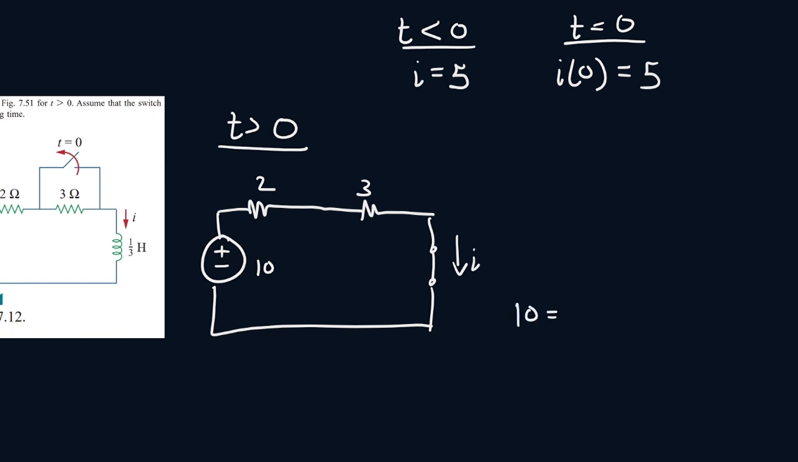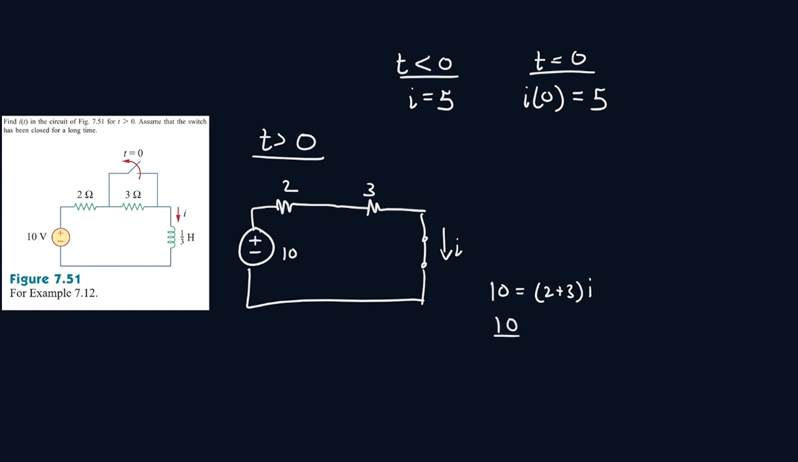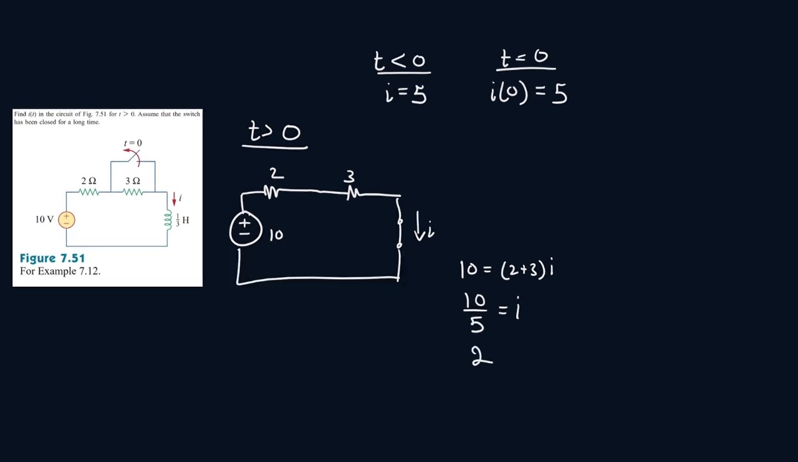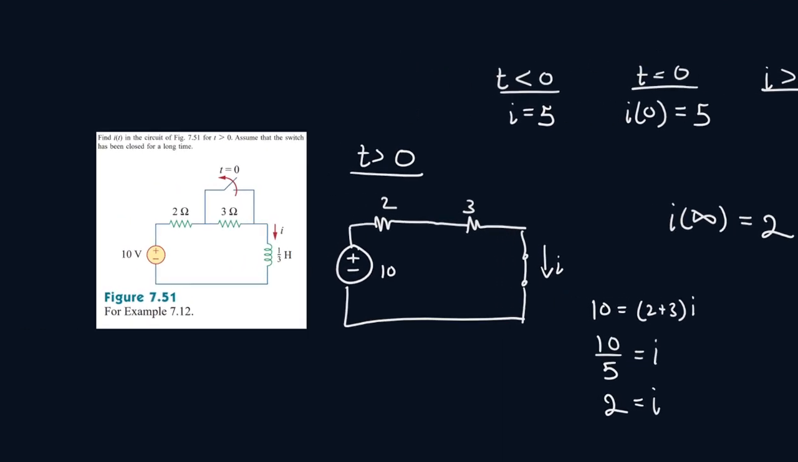So it'll be 10 equals 2 plus 3 times I. So it'll be 10 over 5, which will be equal to I. Okay? And this is 2. But this I value does not represent when t is greater than 0. This I value is for I infinity. Okay? So now we can solve for what this I of t value is going to be. So the formula for I.